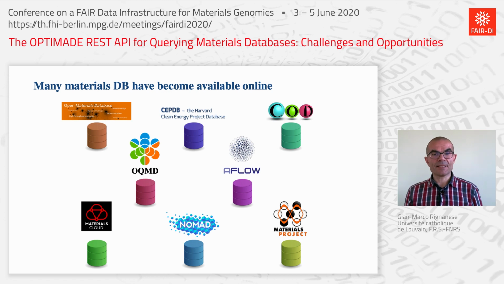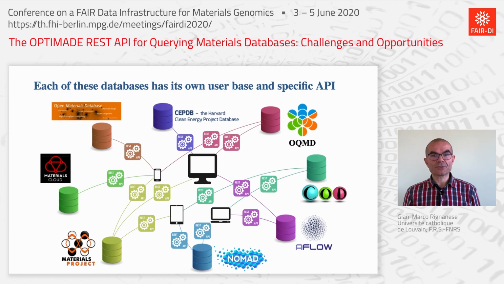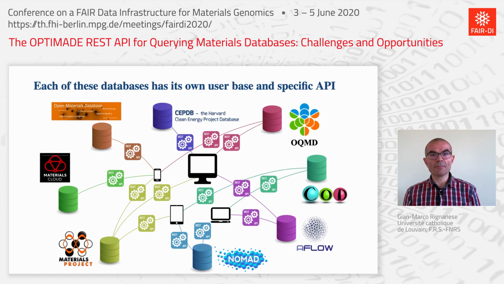Indeed, the databases can be queried online with an application programming interface, an API. It is often beneficial to have access to information from multiple databases. Indeed, they may cover different material families and properties. I will come back to that later in this talk. However, retrieving data from multiple databases is difficult as each database has a different API.